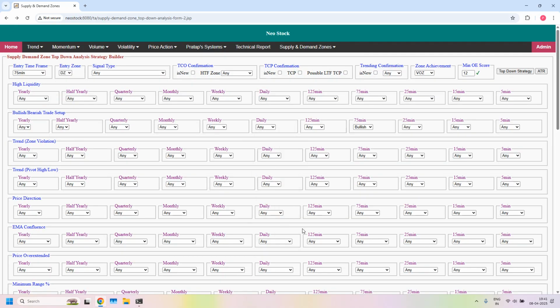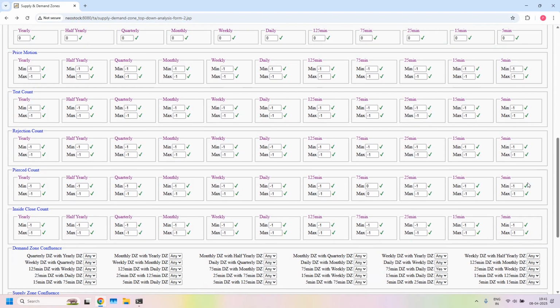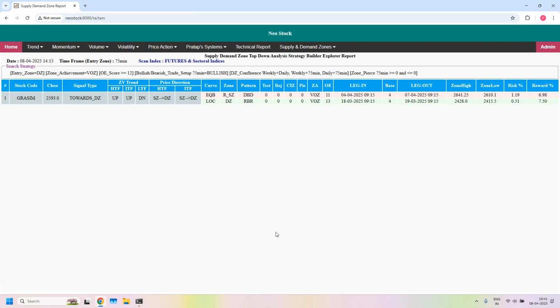Removing EMA filter. In the demand zone confluence, 3 filters we have to set. First filter is already enabled. Next, 75 with weekly demand zone confluence. Daily demand zone with weekly demand zone confluence. With all the 3 filters, we got 1 stock.